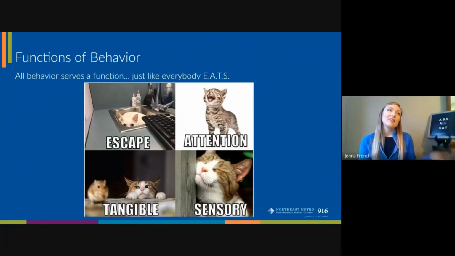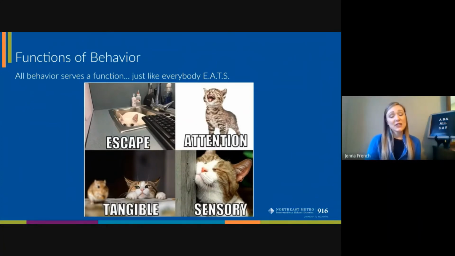So thinking about those examples, I want to talk about the functions of behavior. And if you watched my previous training, I also went through those functions. But I think that this meme illustrates them very effectively. All behavior serves a function, just like everybody eats. And EATS is the acronym that I like to use to remember the functions of behavior. So the E stands for escape, which you can see in the top left. The cat looks like it's hiding, trying to escape from whoever is looking at it. The A stands for attention. So here the cat is meowing very loudly to get some attention.